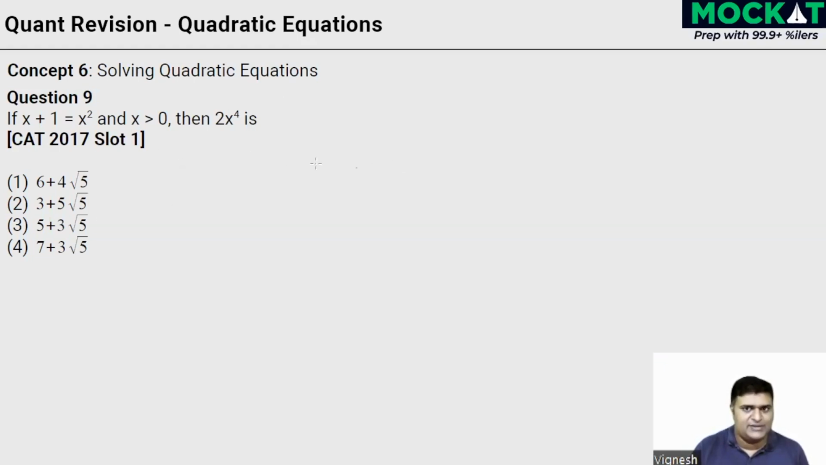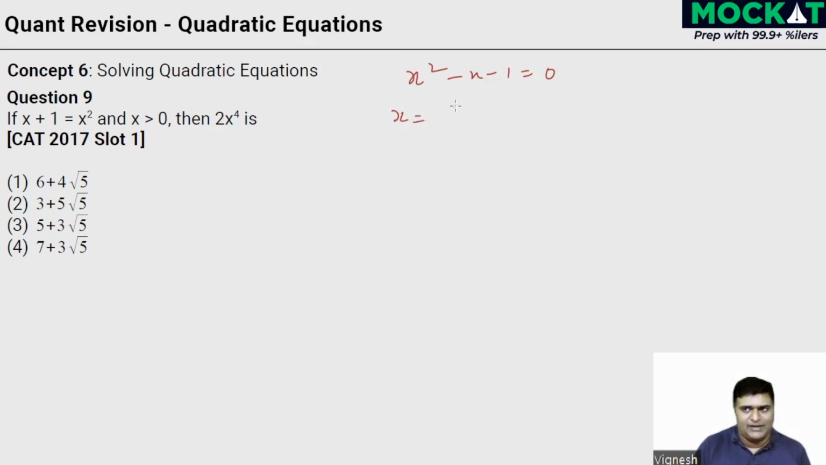So questions like these: x plus 1 is equal to x square, and x is greater than 0. Then 2x power 4 is going to be what, right? All they're asking you to do is solve for it. Find the root which is going to be greater than 0. So x plus 1 is x square, then x square minus x minus 1 is equal to 0. If this is the case, what can be the two roots?